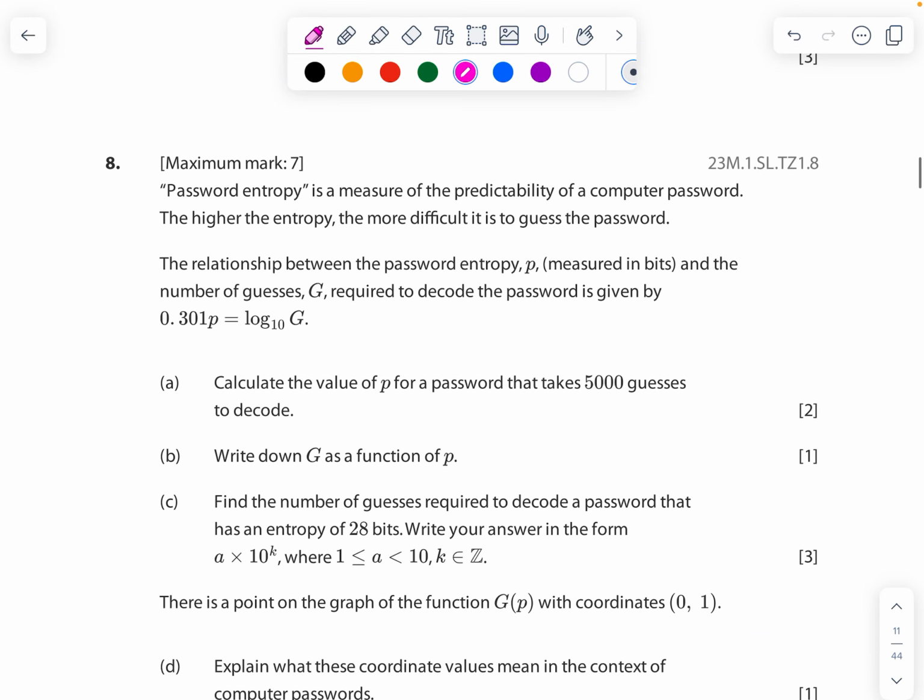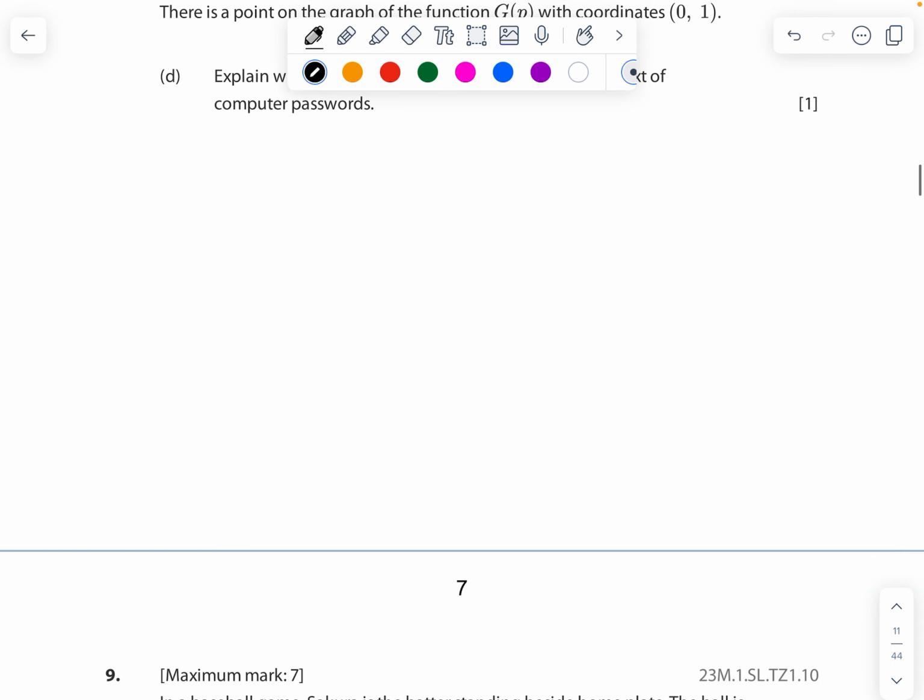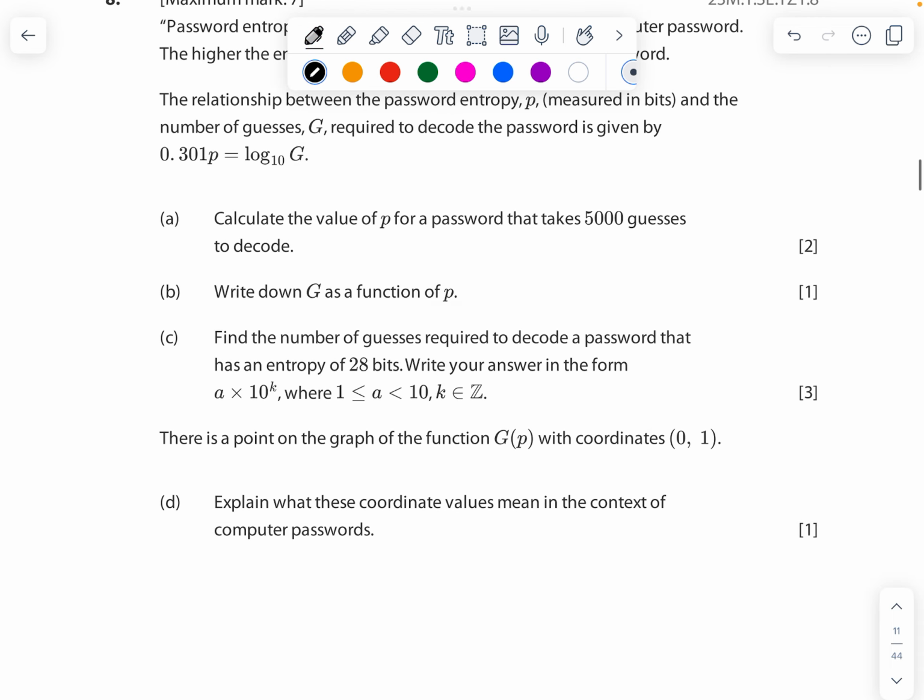Question number 8. Password entropy is a measure of predictability of a computer password. The higher the entropy, the more difficult it is to guess the password. The relationship between the password entropy and the number of guesses is given. Calculate the value of p when the password takes 5,000 guesses. So he's taking 5,000 guesses for that.